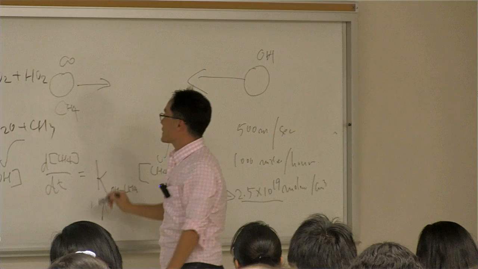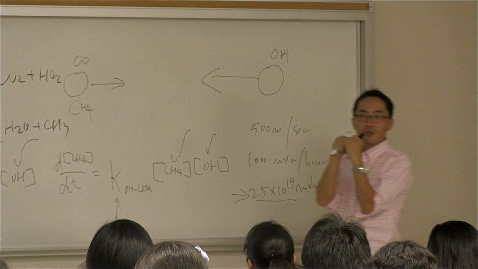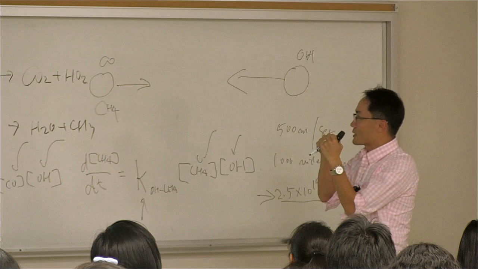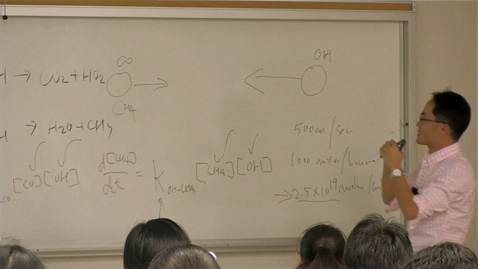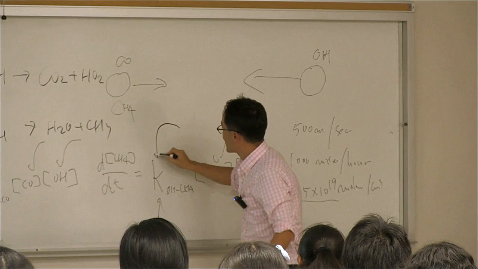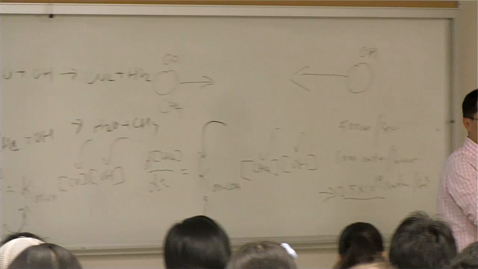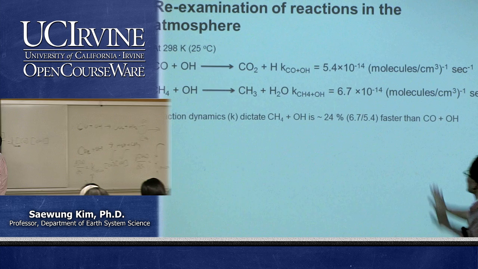And then I also explained that although they hit each other, only some fraction of the collisions is actually going to lead to a reaction, and some fraction of the collisions is just going to end up with the molecules bouncing back off each other, right? That is determined by this reaction constant, basically the possibility of the reaction actually happening or not happening. In this case, just forget about that minus 14.